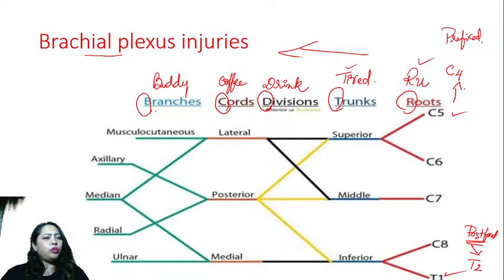We'll talk about this. Before we talk about brachial plexus injuries, I'll give you a glimpse of what is prefixed, what is postfixed, and how to remember the brachial plexus injuries like Erb's palsy, Klumpke's palsy, all these. How do you relate it to the cords and branches? We'll talk about all those things today.